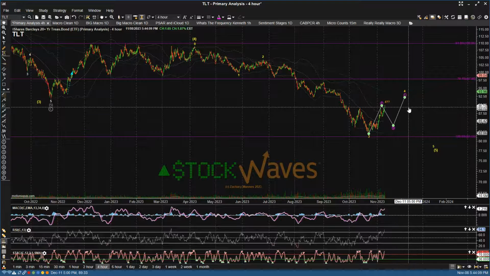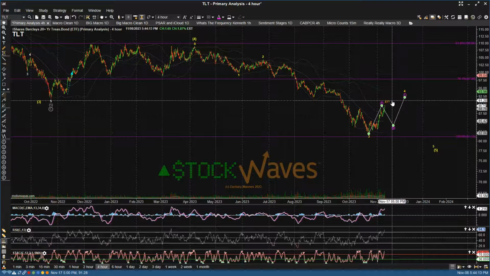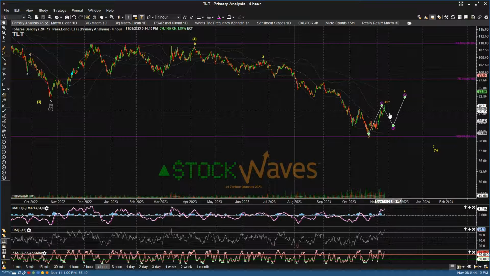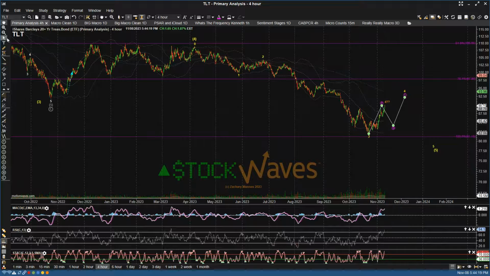So the risk skew is no longer favorable at this moment to be long TLT unless you are comfortable relying on it holding a 6.5% drop or more. And if that breaks, then it's easily heading down under 80.